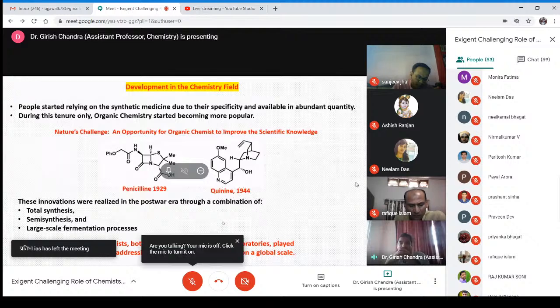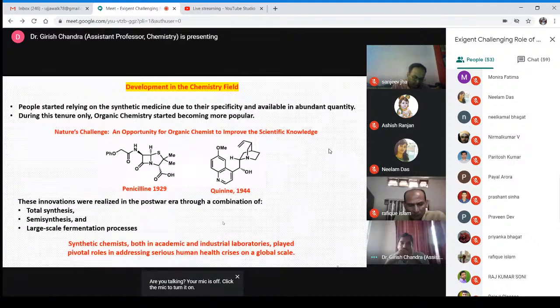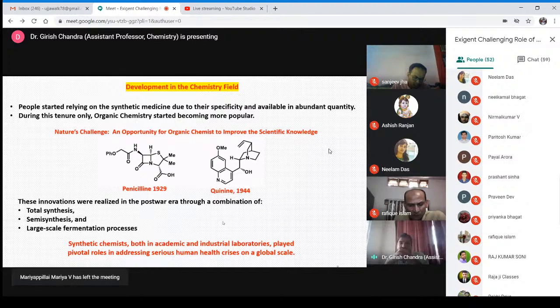Okay, and it was found that this was a wonderful drug against bacteria. Okay, so but the process of making the penicillin was not very effective. So synthetic chemists basically jumped in and tried to make this compound in a huge amount. So penicillin is basically one of the good examples.